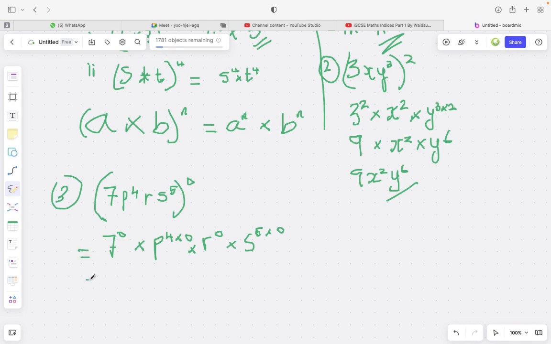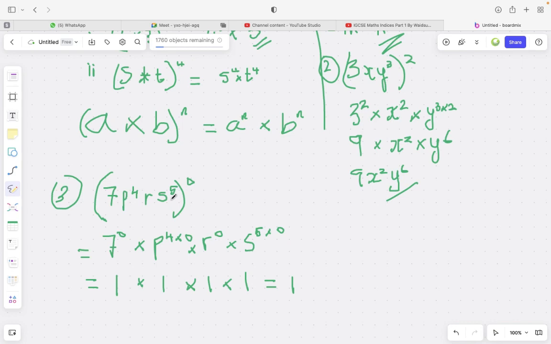Now the next one is simply to say 7 to the power of 0 is 1. Any number to the power of 0 is 1. So I say 1 times p to the power of 4 times 0. Okay, 4 times 0 is 0. P to the power of 0 will be 1. R to the power of 0 is 1, times r to the power of 0, which is 1, times s to the power of 5 times 0, which is 0. Then s to the power of 0 is 1. So 1 times 1 times 1, everything will be equal to 1. The answer will be equal to 1. In fact, any number raised to the power of 0 is equal to 1.